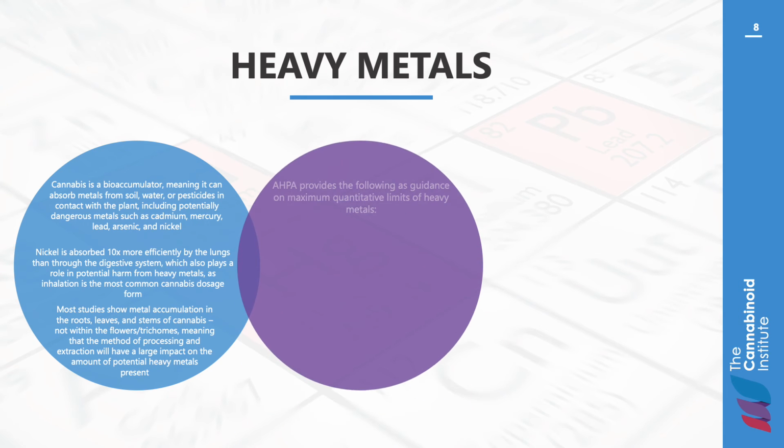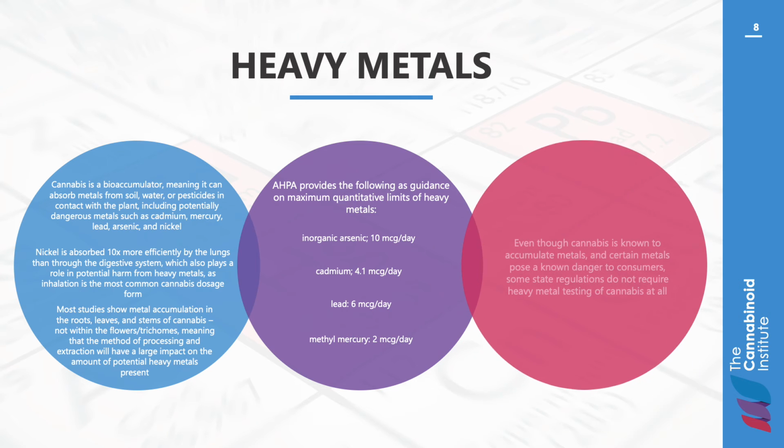The AHPA provides the following as guidance on maximum quantitative limits of heavy metals. Inorganic arsenic is limited to 10 micrograms per day, cadmium at 4.1 micrograms per day, lead 6 micrograms per day, and methylmercury 2 micrograms per day. Despite the fact that cannabis is known to accumulate metals and that certain metals pose a danger to consumers, some state regulations do not require heavy metal testing of cannabis at all.